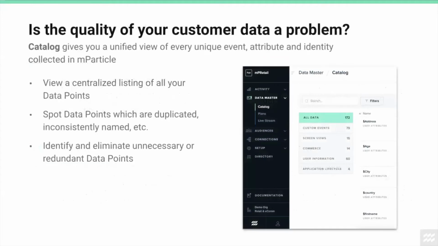So let's dig into each one of them a little more before we jump into the demo with Kale. So the catalog, again, is a centralized listing of all your data points. It's built into the platform under the Data Master tab. Our data model is built around seven pillars where you collect events with a tag of custom events, screen views, e-commerce events, user information data, or application lifecycle, and you can drill into each one of them to see what type of events are being collected.